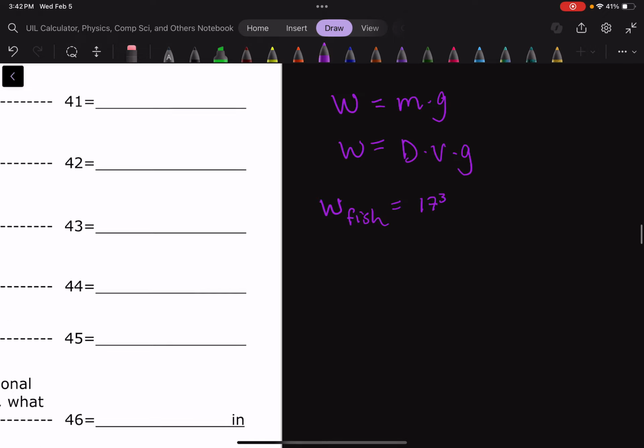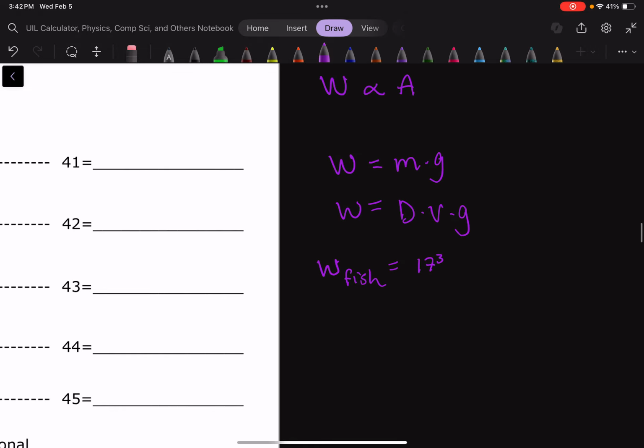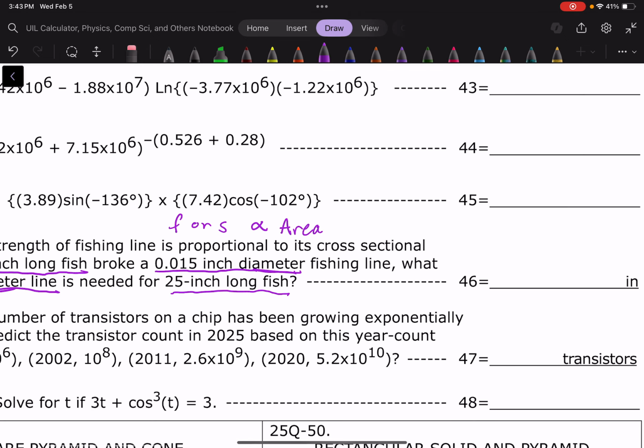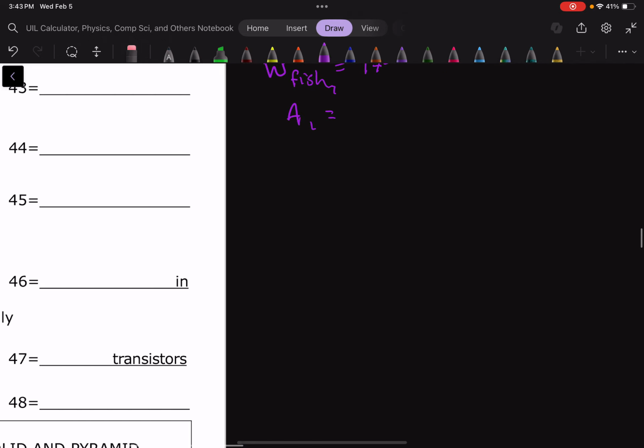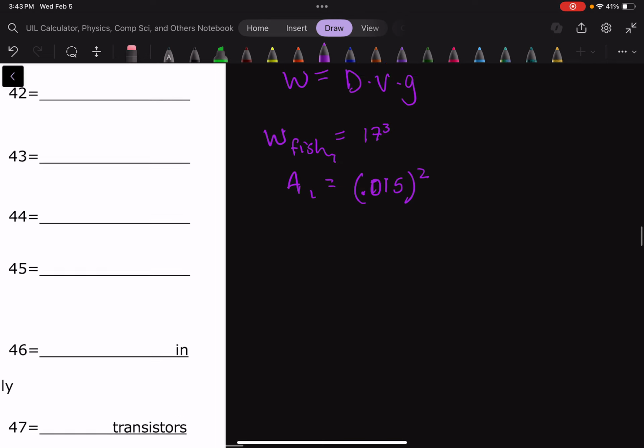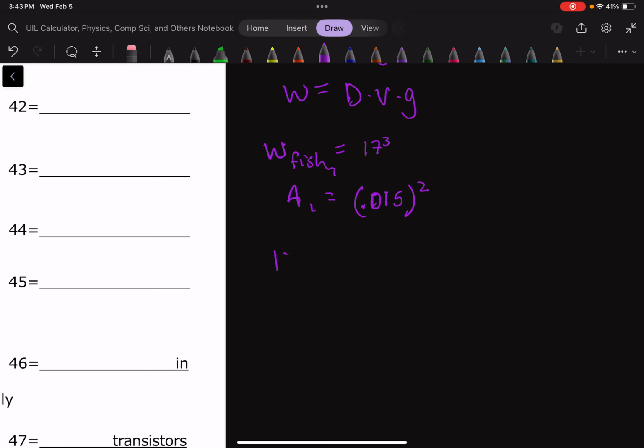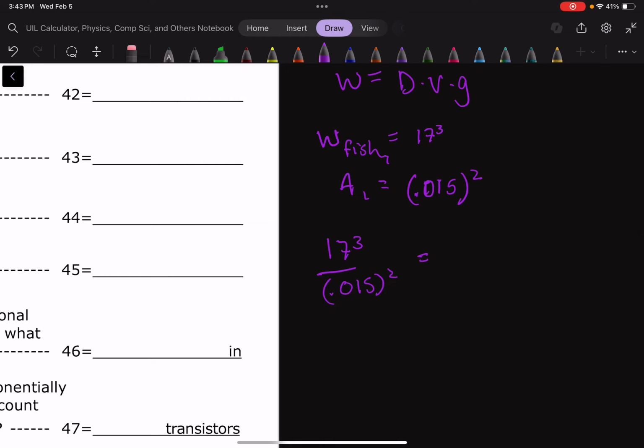Okay, so the first area is going to be the diameter squared. I know that we would cut it by 2, squared and multiply by pi, but again, those are going to cancel out. Okay, so what are we getting? 17 cubed over 0.015 quantity squared, all of that is going to equal the 25-inch cubed all over the new diameter quantity squared.